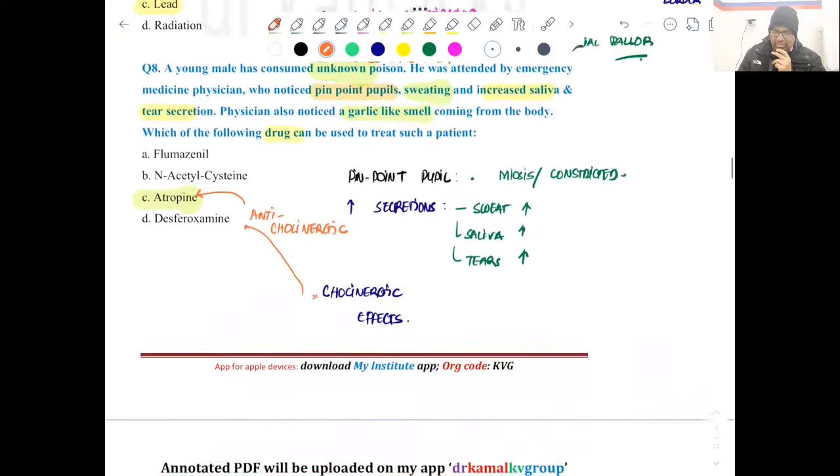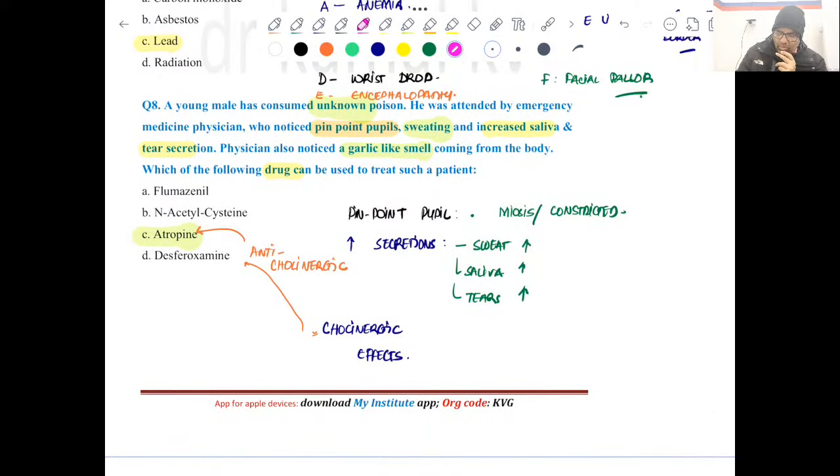Clear? So this is a classical presentation of organophosphate poisoning. Please read it properly. This is one of the favorite topics, right? So organophosphate poisoning, and the manifestations are cholinergic over effects.